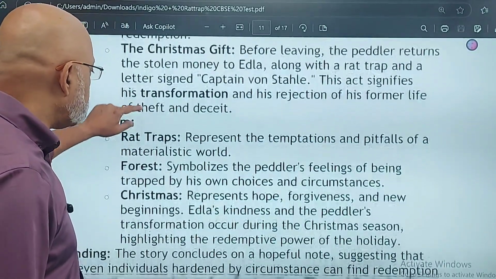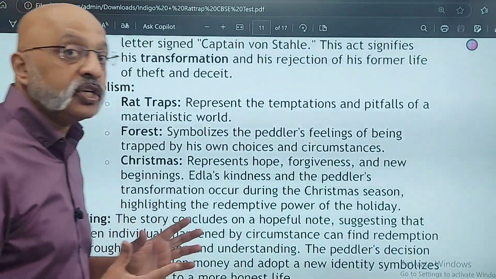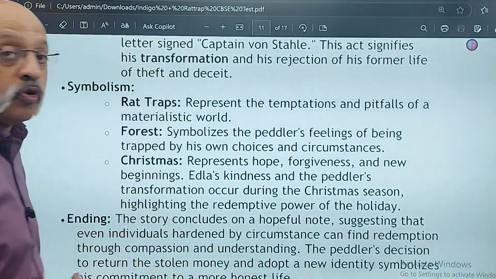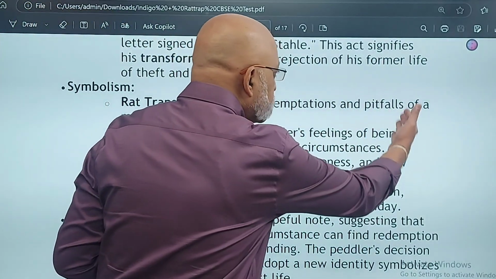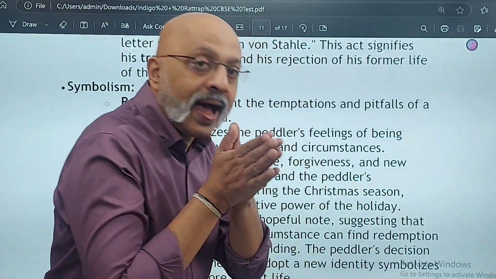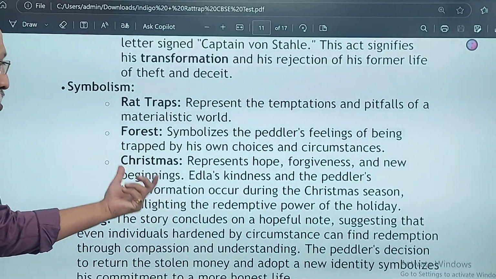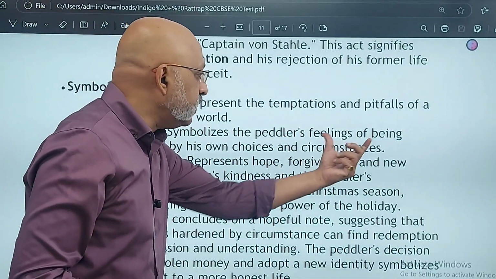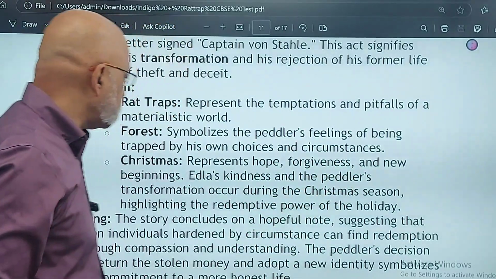Now, these are the important symbolic things which have been mentioned in the story. One, of course, is the rat trap, the most important one. It represents the temptations and the pitfalls of a materialistic world, that you get tempted and you get trapped as a result. Then the forest where he gets lost. It symbolizes the peddler's feelings of being trapped by his own choices and circumstances.